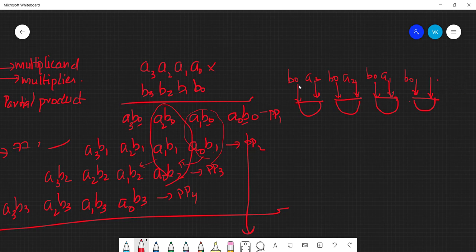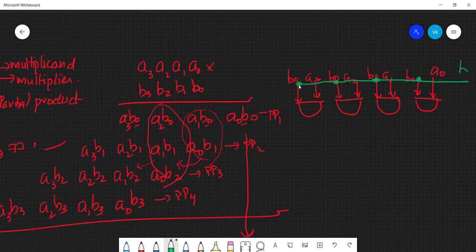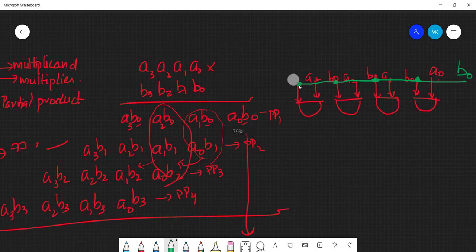So let me write it here, A0. What I can do is, when we go for the physical implementation, I can take a single wire and just connect all these wires together here and provide B0 at the end of this wire. So all of them will get B0, so that I don't have to explicitly write B0 here. So we can remove the B0s from here, because all of them are going to get B0 through this wire.